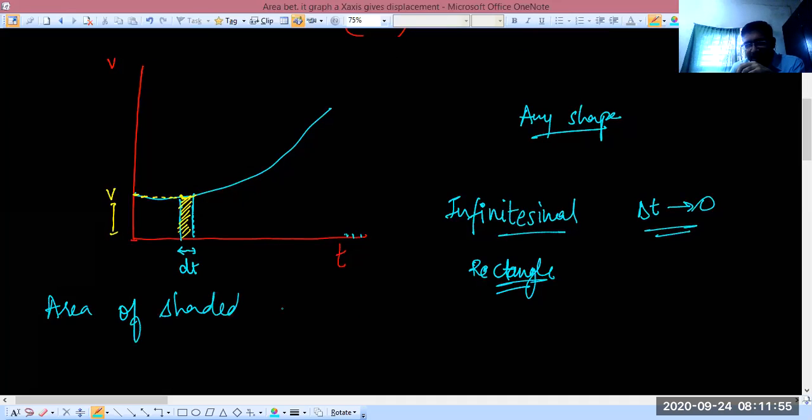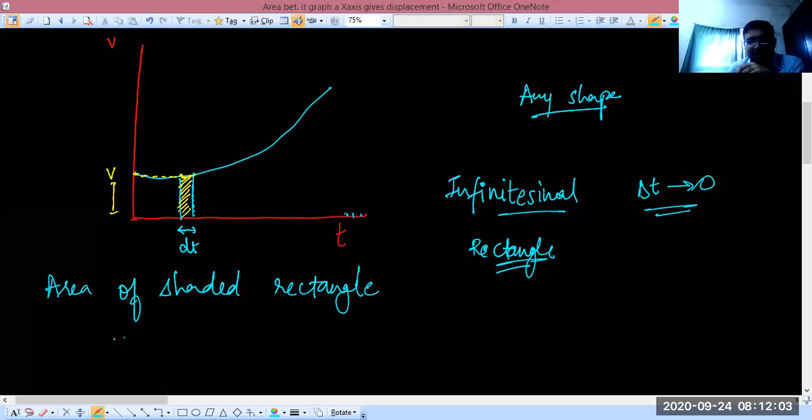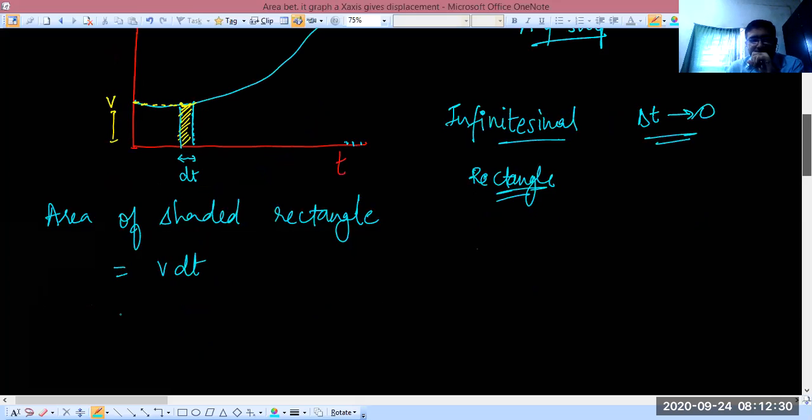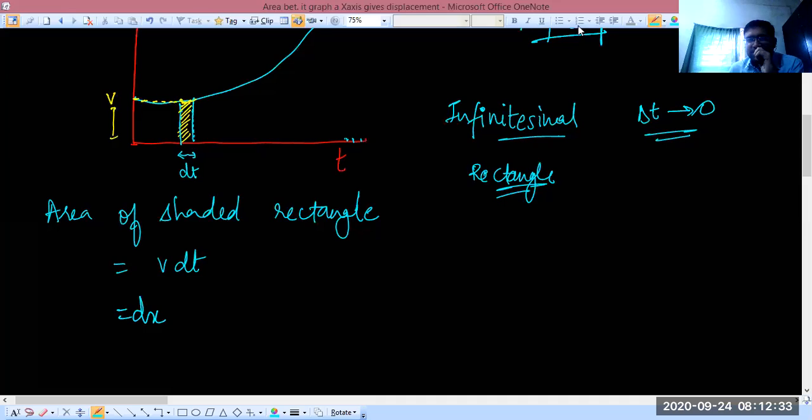So if this is a rectangle here, what do you think the area of the shaded rectangle would be? Look at this rectangle carefully. Tell me, hurry up. Length into breadth is the formula. What will be its value? Look at the graph. Very good, I've started to get correct answers. Well done, people. The area of the rectangle will be v dt. But like I explained a while ago, v dt is actually the small displacement. Agreed?